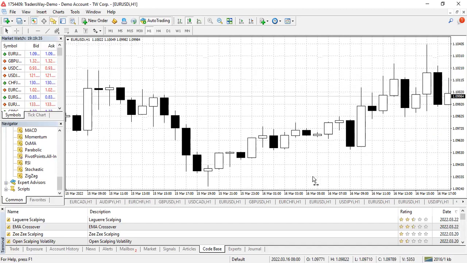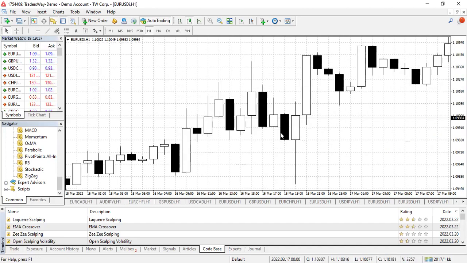Can you see another Marubozu? This is another one. You hardly see the wick of a Marubozu, which means both buyer and seller are in control of the market at that moment. Both buyer and seller. So you hardly see the wick. Can you see this is another black Marubozu?